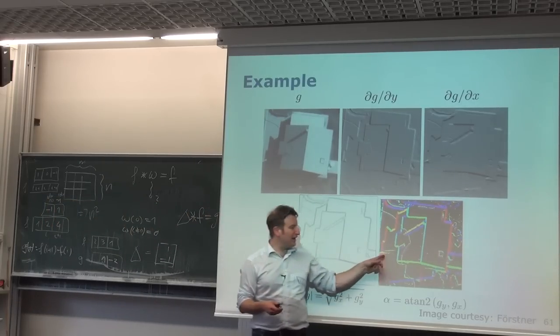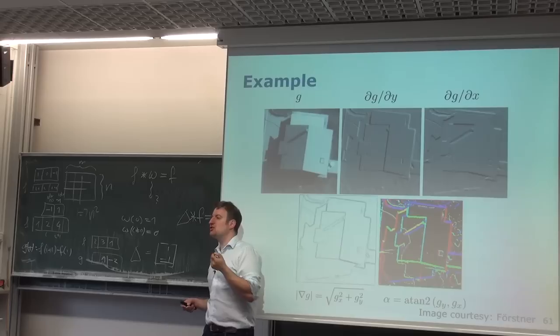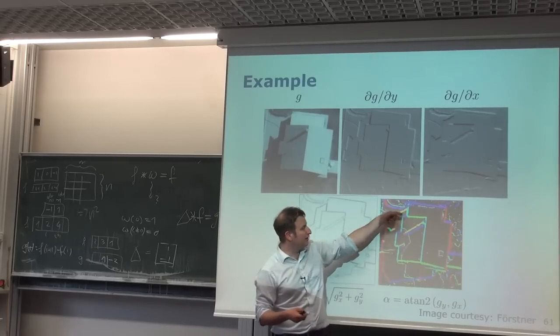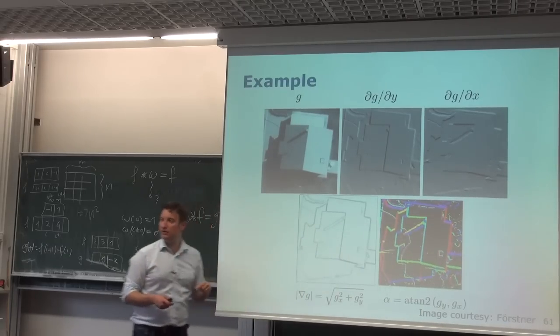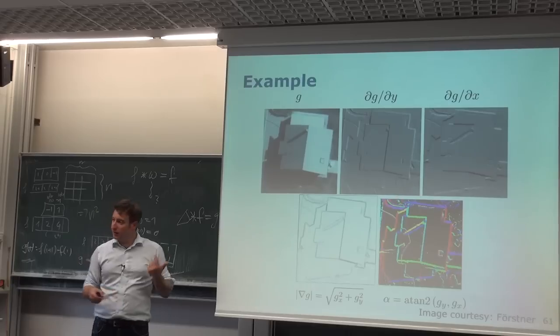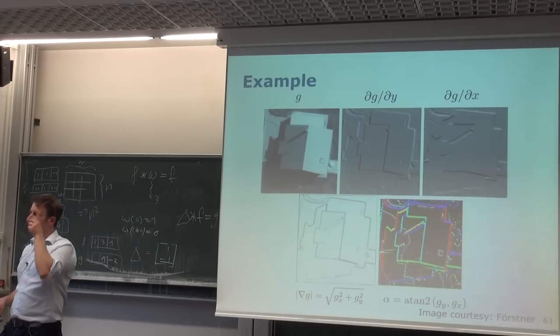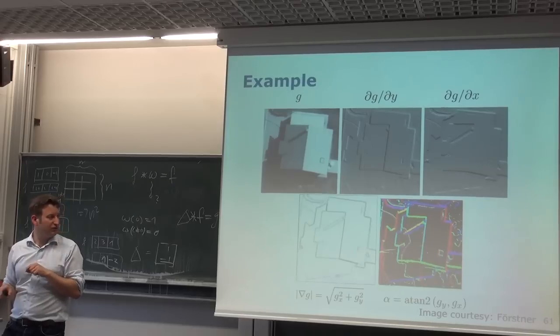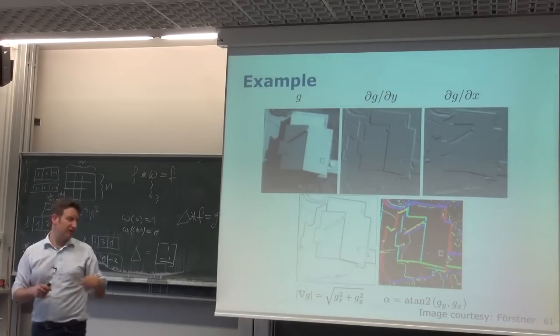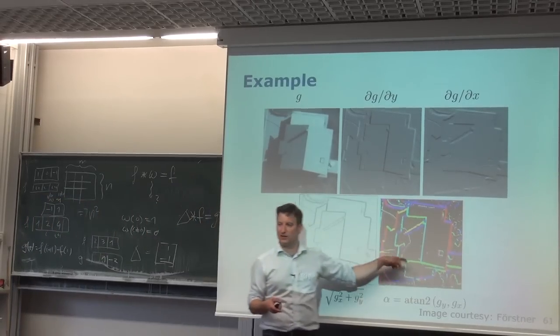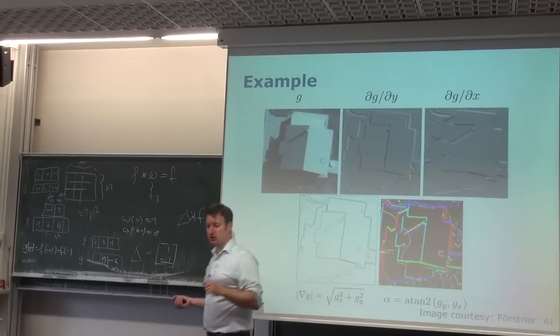And I can even visualize the direction by letting every color be a different direction of the gradient. I can identify whether this is a gradient from bright pixels to dark pixels or from dark pixels to bright pixels, depending on this direction. This is where this fancy color comes from. Basically, every color stands for its own direction.